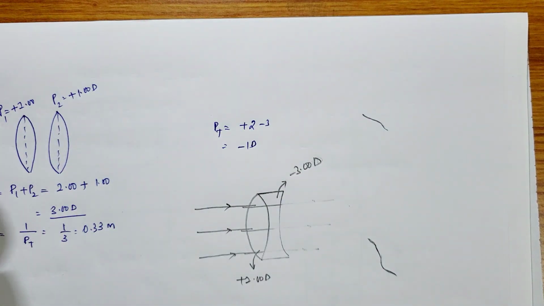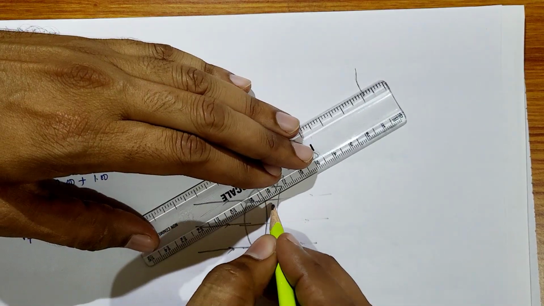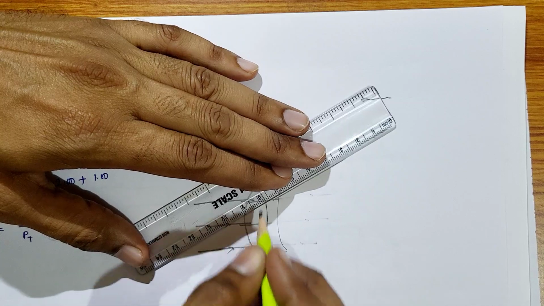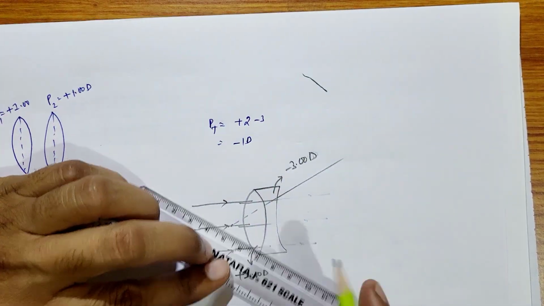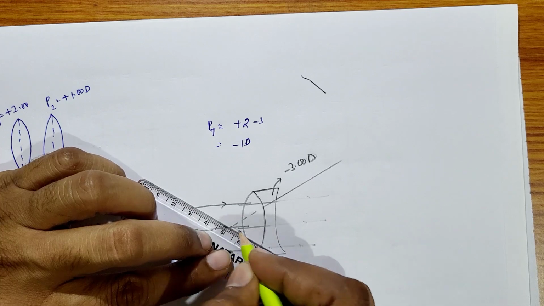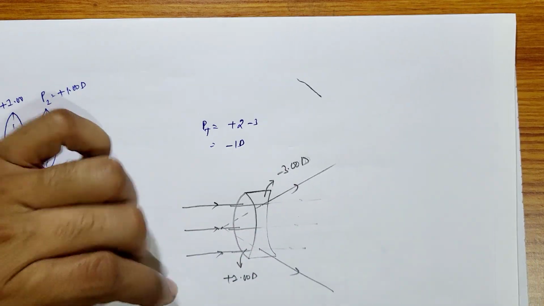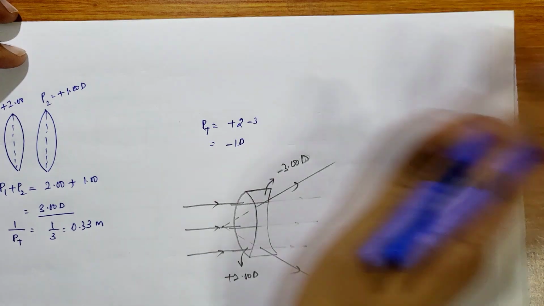These light rays will diverge like this now. Somewhere here. Like this, they will diverge. So the power of lens concept is very beautiful. Right? So now what happened here?